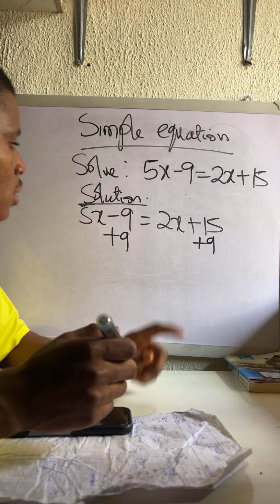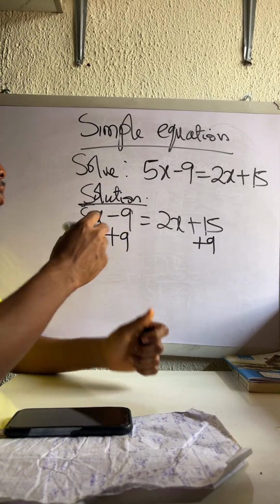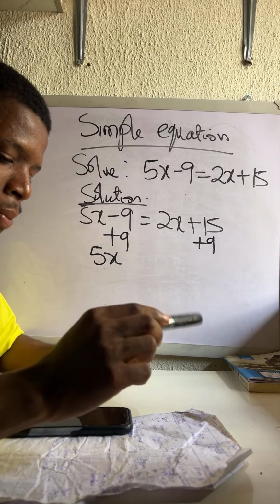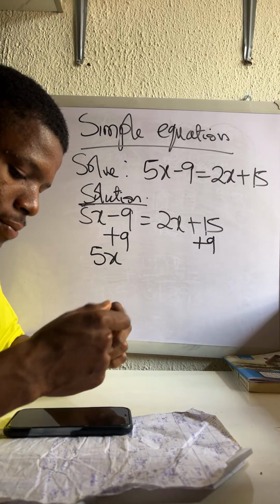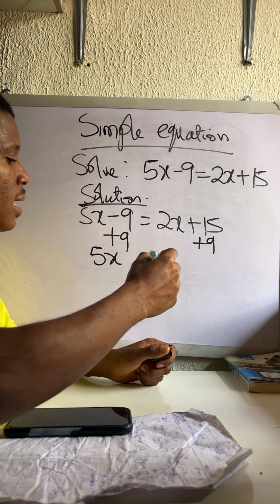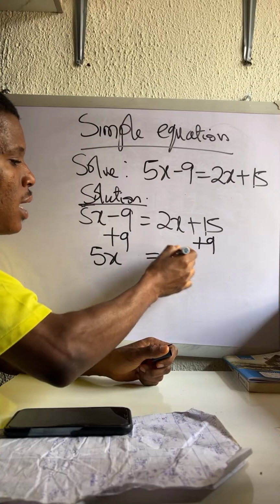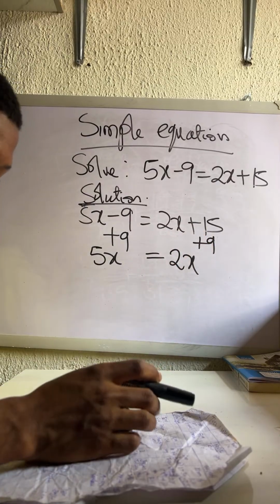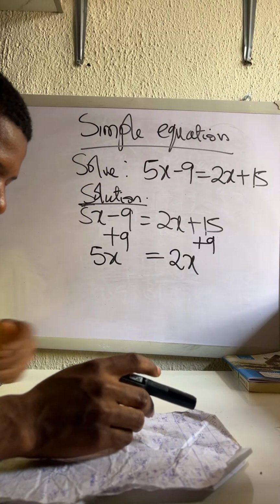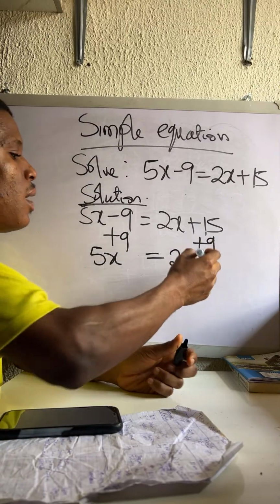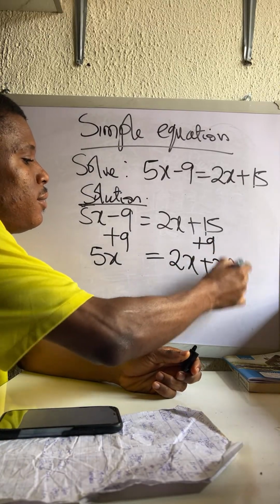So minus 9 plus 9 is what? Minus 9 plus 9 is 0. And that's 5x is equal to, we have 2x here, 15 plus 9. What is 15 plus 9? 24. 15 plus 9 is 24. So we have it as plus 24.